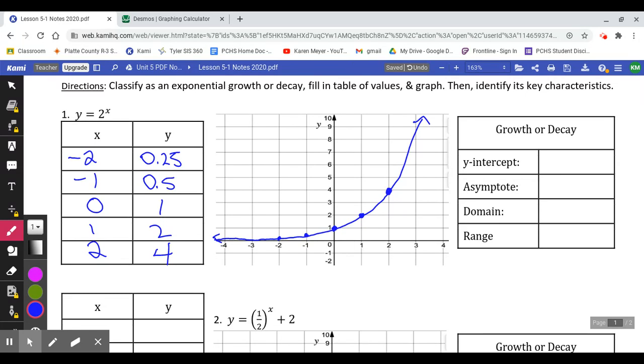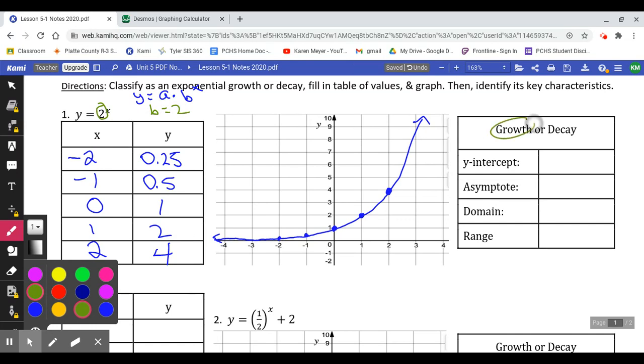So is it a growth or is it a decay? Well, remember our formula, y equals a times b raised to the x. So b is the part that has the exponent. So is everyone okay with saying my b is the number 2? And 2 is larger than 1, so it's a growth. Or if you look at the picture from left to right, it's going up.